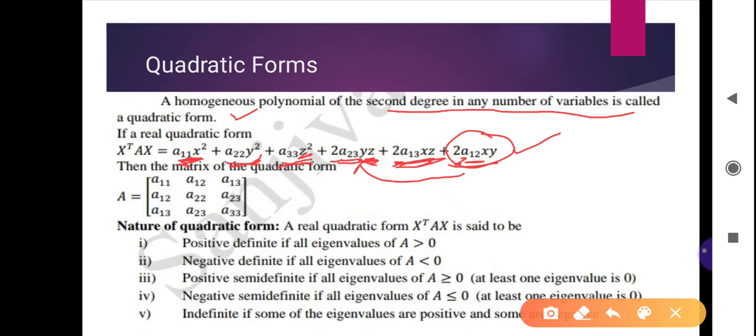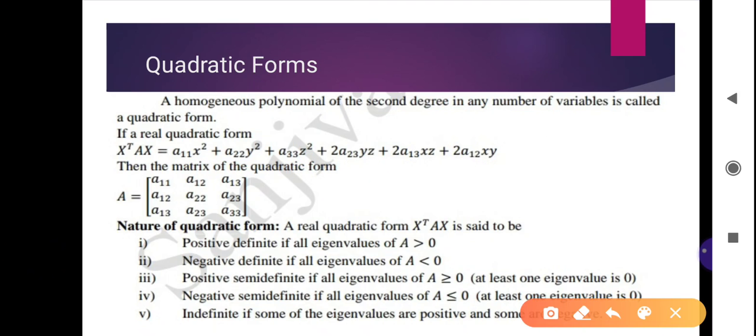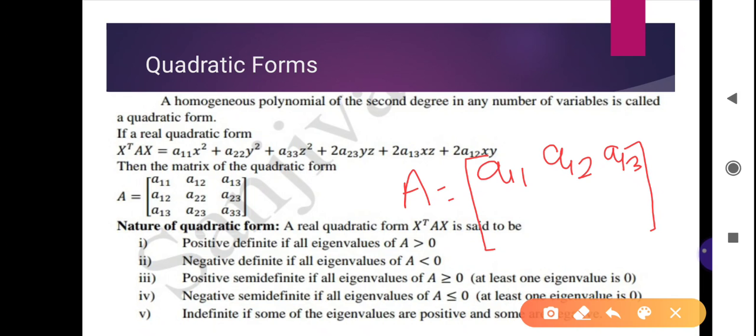Then the matrix of this quadratic form can be written as: the first row is a11, a12, a13; the second row is a12, a22, a23; the third row is a13, a23, a33. Now how to remember this matrix? To remember the matrix A, first write down the upper triangular matrix, where each position gives the element as its position. So the first position gives a11, then first row second column a12 and a13. We have to write the upper triangular matrix first.